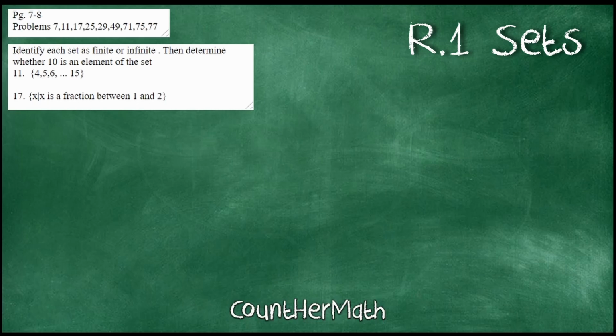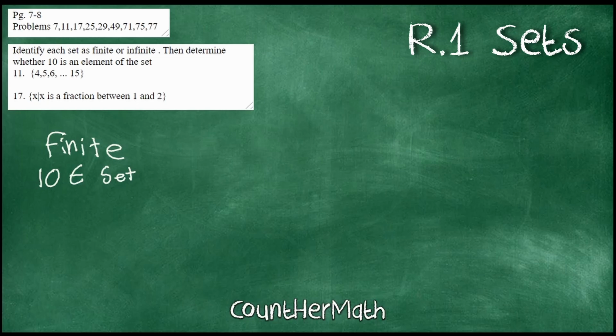Then we need to determine whether 10 is an element of this set. Well, if I'm doing natural numbers from 4 to 15, at some point I have to cross through 10. So for number 11, we have a finite set that does include 10. Question 17, a set of all elements x such that x is a fraction between 1 and 2.